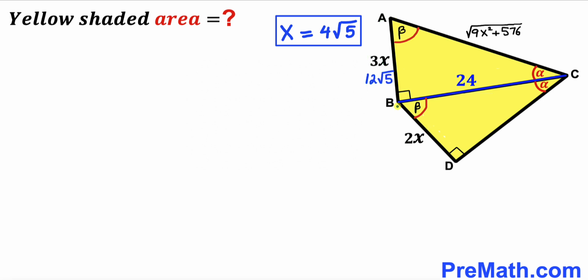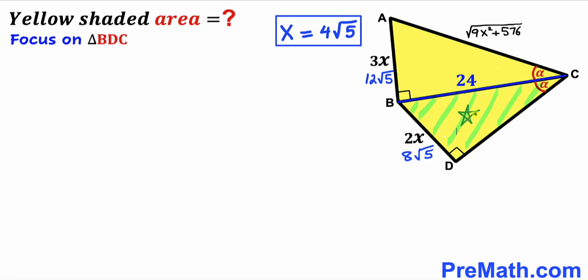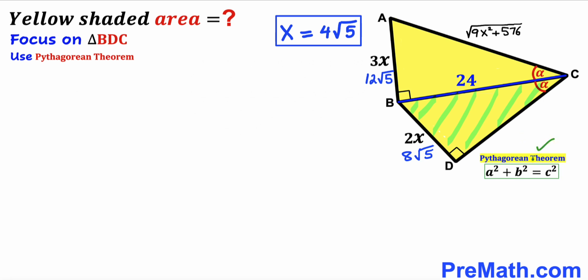And likewise this side length BD is going to be 2 times x, and x value is this one. So that is going to give us 8 times square root of 5. And now let's focus on this another right triangle BCD. And we are going to use the Pythagorean theorem on this triangle as well to calculate this unknown side length CD. And here's our Pythagorean theorem once again: a square plus b square equal to c square.